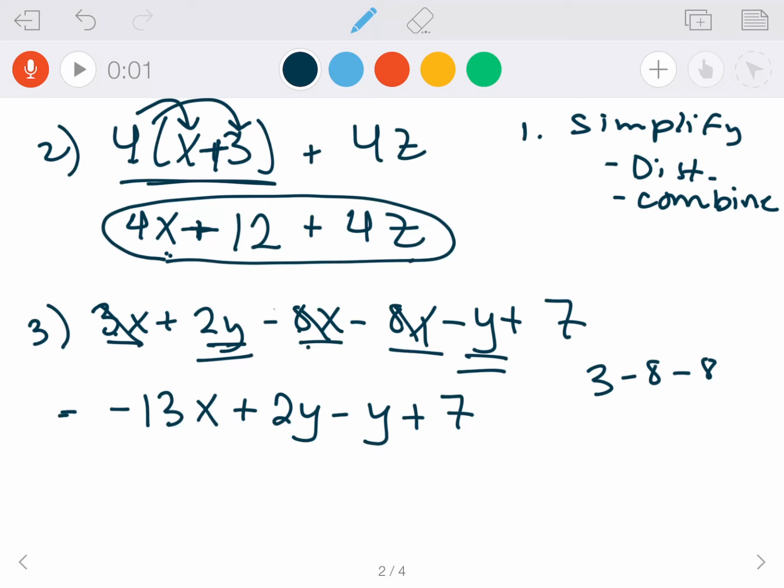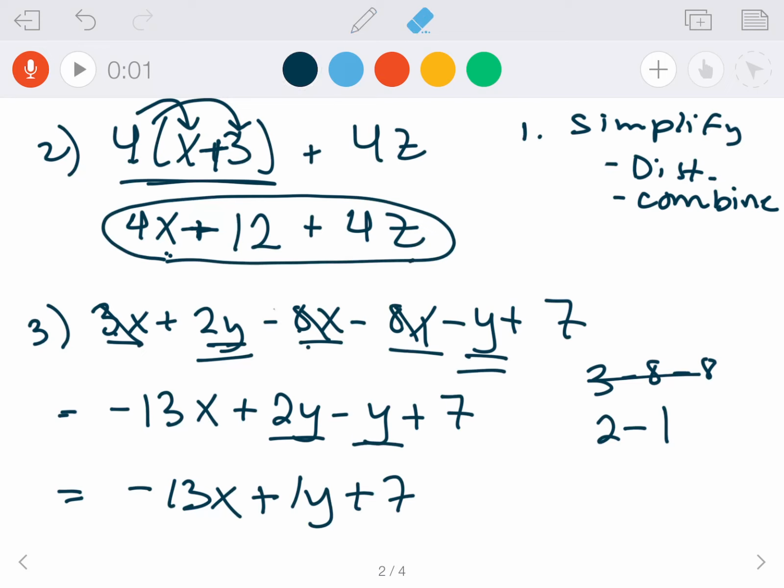So now we're done combining our x terms. Now we need to combine our y terms. Again, we just take the number coefficients, which is 2 and negative 1. So it's 2 minus 1. So that equals negative 13x plus 1y plus 7. Now remember, 1y is the same thing as just saying y, because anytime we multiply 1 times a number, it equals itself. So 1 times y is y for the same reason that 1 times 2 is 2. You wouldn't write 1 times 2, you just leave it as 2 as a simplified form.